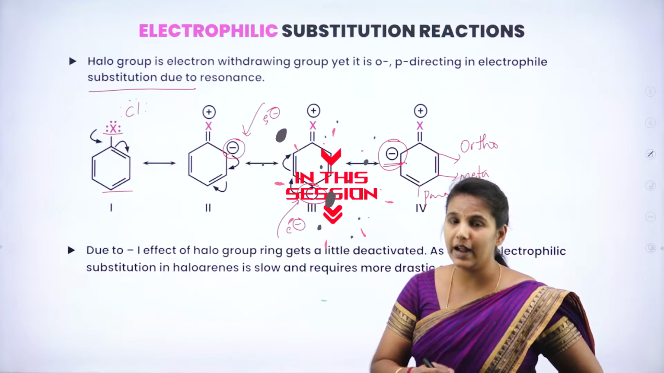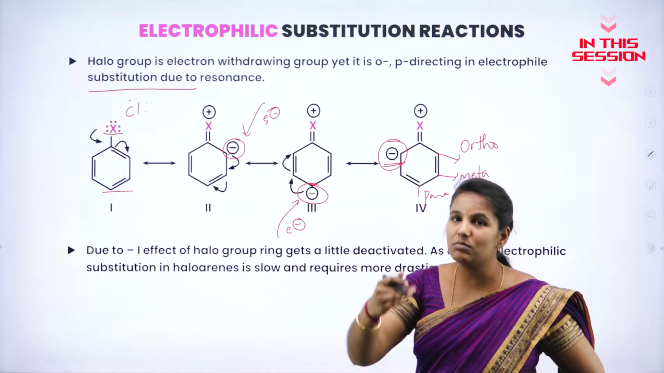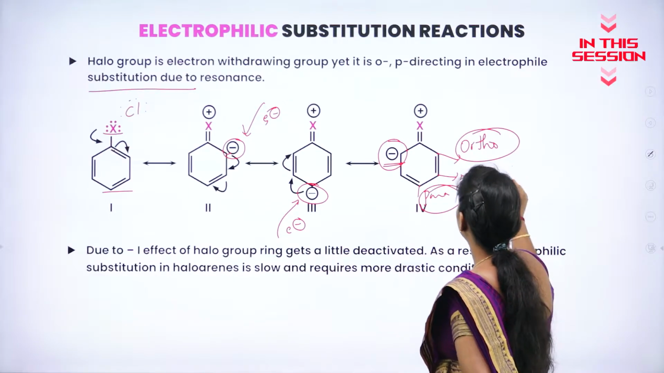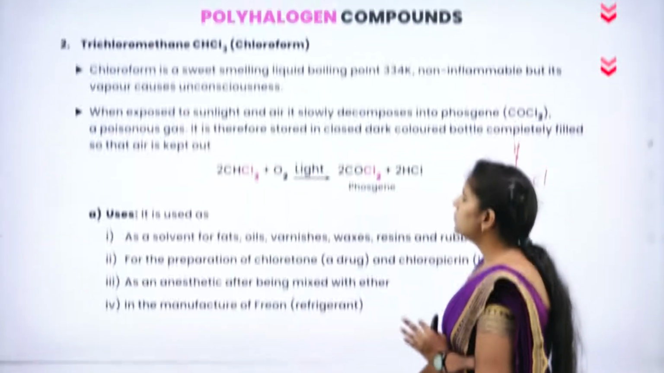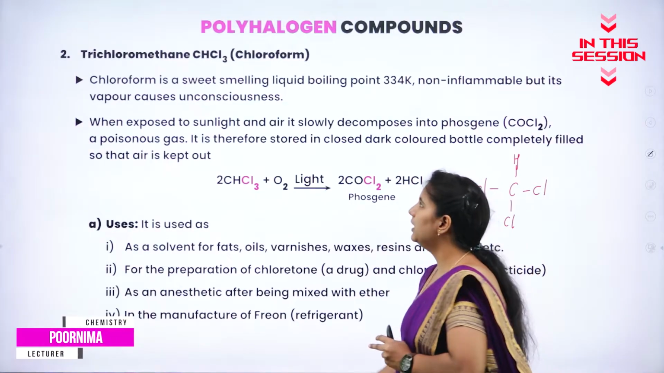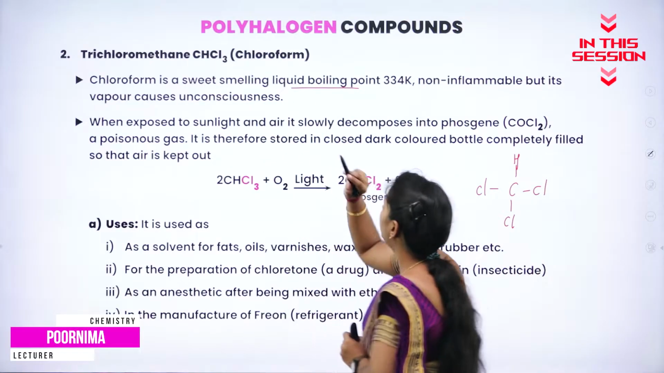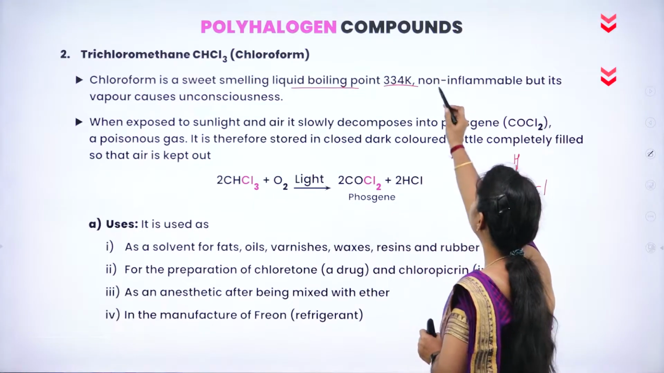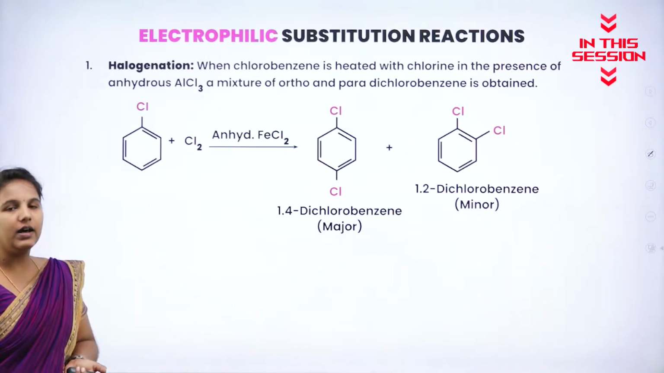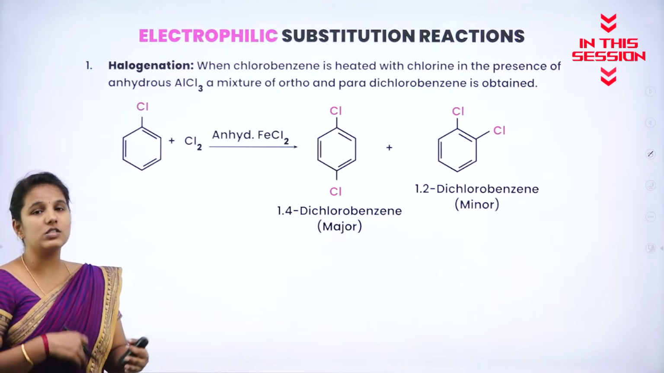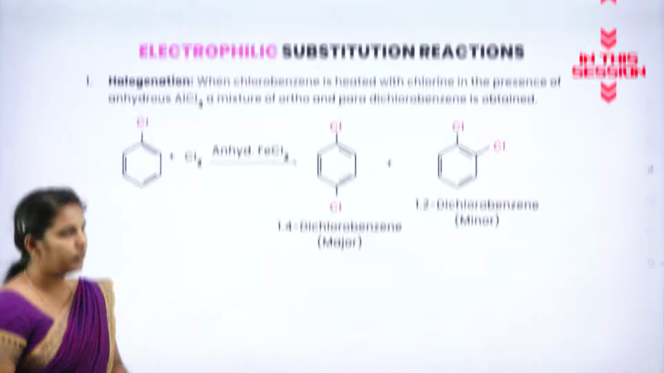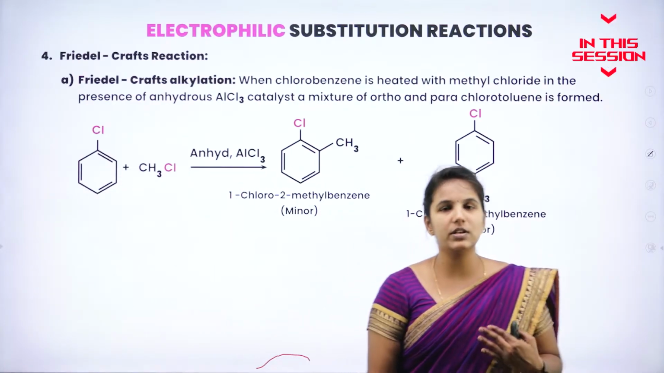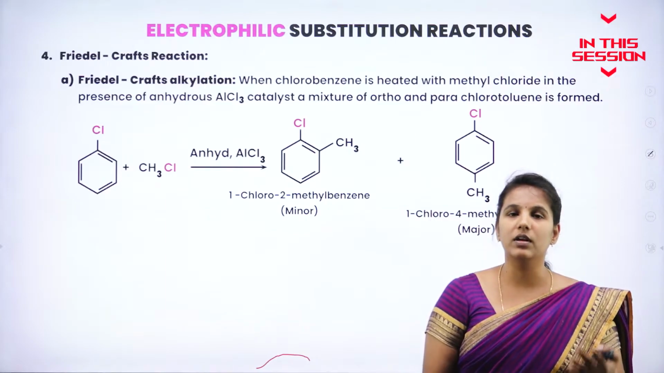Haloarenes show that the electrophile can easily come and attack, especially at the ortho as well as at the para, not at the meta. Chloroform, we all know, is a sweet smelling liquid with a boiling point of 334 Kelvin and it is non-inflammable. Here halogenation means the process of adding the halogen atom. Friedel-Crafts reactions are of two types: Friedel-Crafts acylation and Friedel-Crafts alkylation.